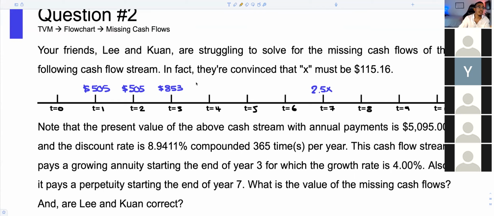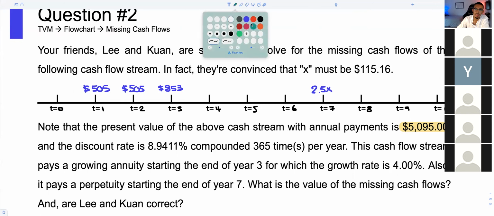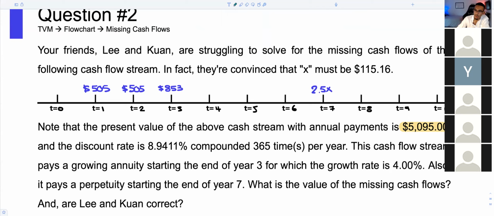Now they're telling you, hey, the present value of the above cash stream with annual payments is the following amount: 5,095. It's as easy as that. So we know that we have our present value. Let's highlight that in green. Okay, so we have our present value right here. That's already some pretty good news. We're getting information.